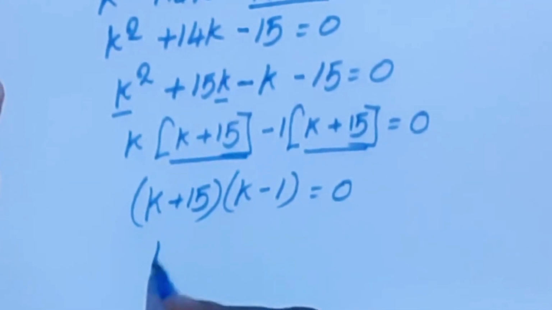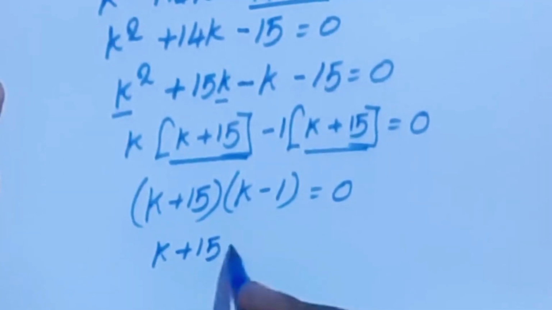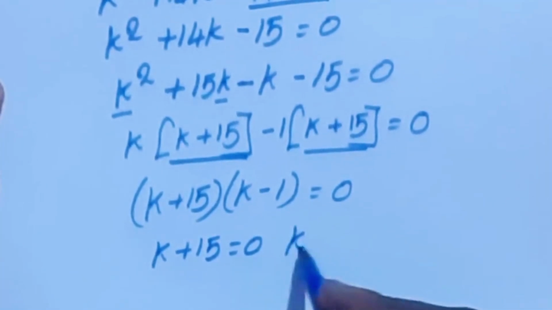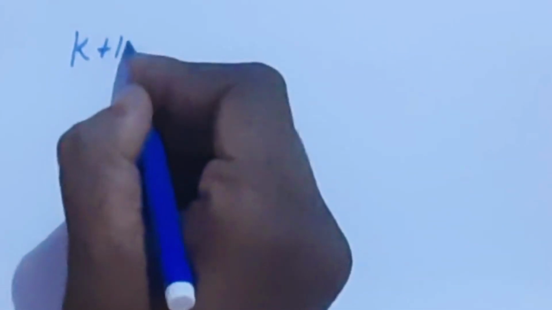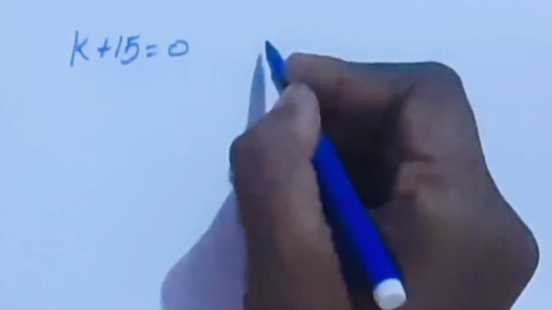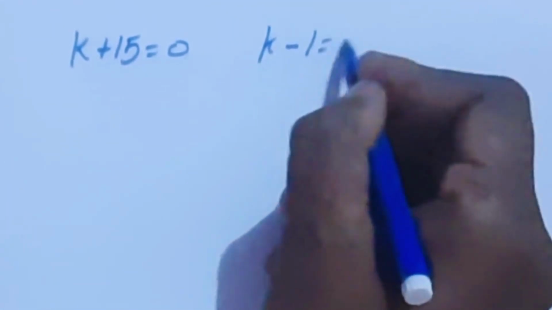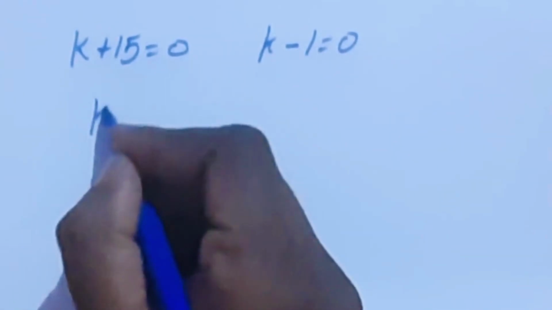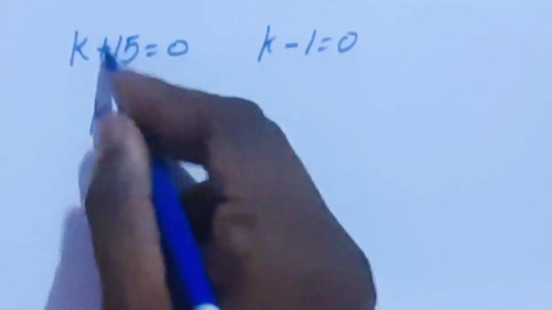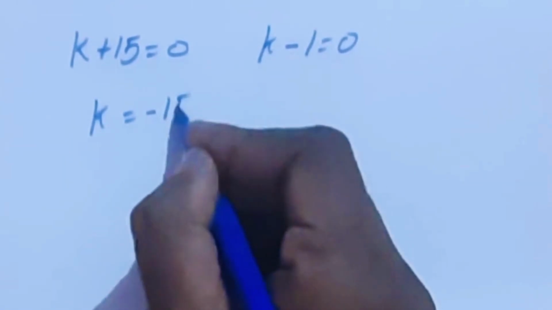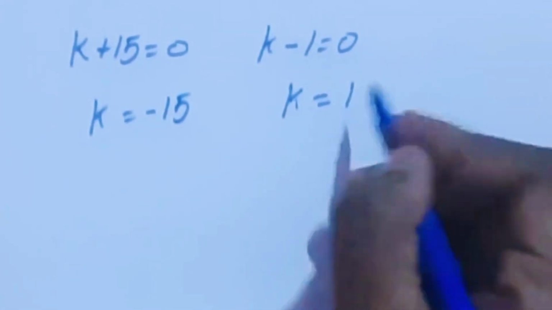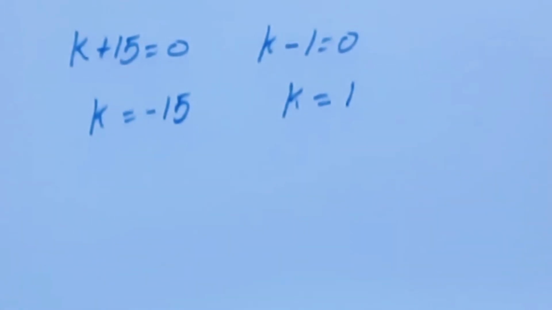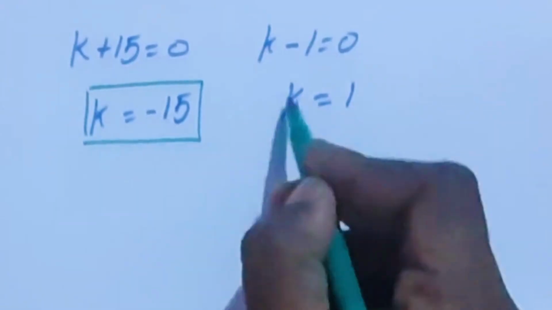Here we have two equations. One is k + 15 = 0, the other is k - 1 = 0. From this, k equals, moving 15 to the right-hand side, negative 15. From here, k equals 1. These are the possible answers in the first method.